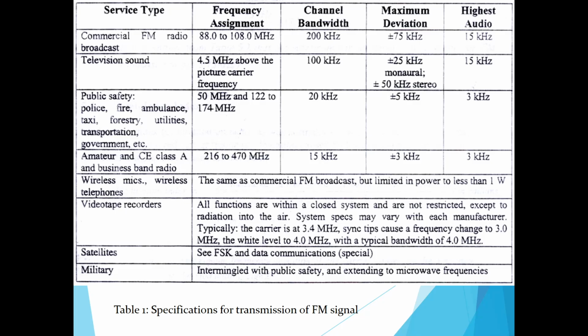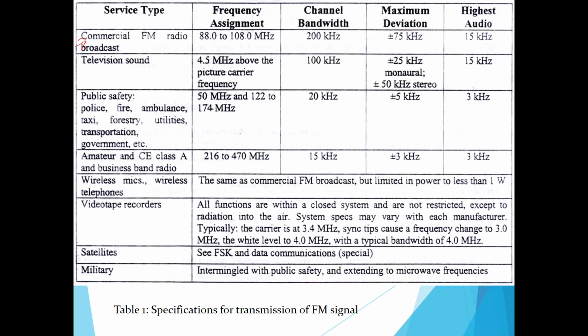So for table 1, what is important is the first row only, the first row about the commercial FM radio broadcast. The frequency assignment for FM: the FM frequency band is between 88 and 108 megahertz. So if you tune in your radio, you're going to get from 88 to 108. There are around 100 stations within that specific band.